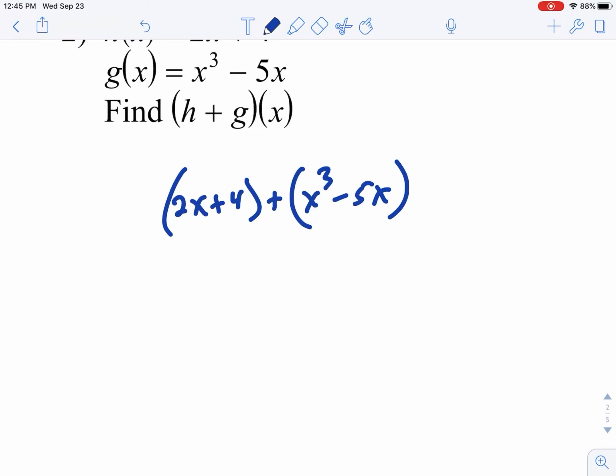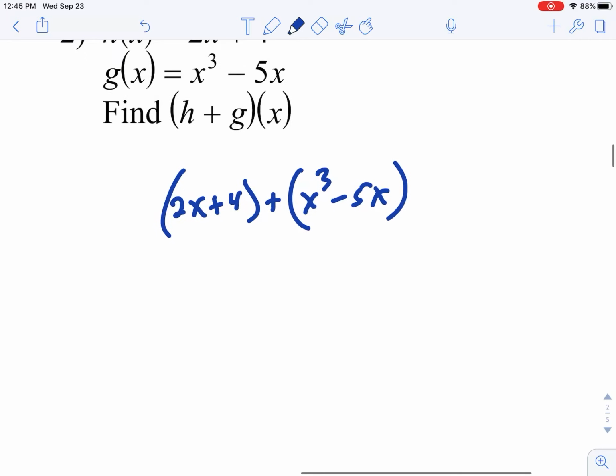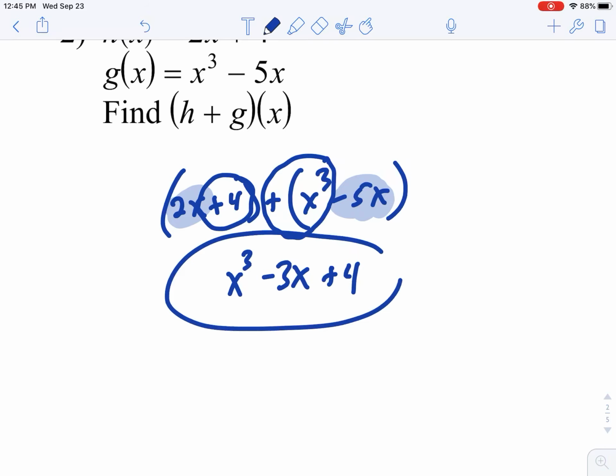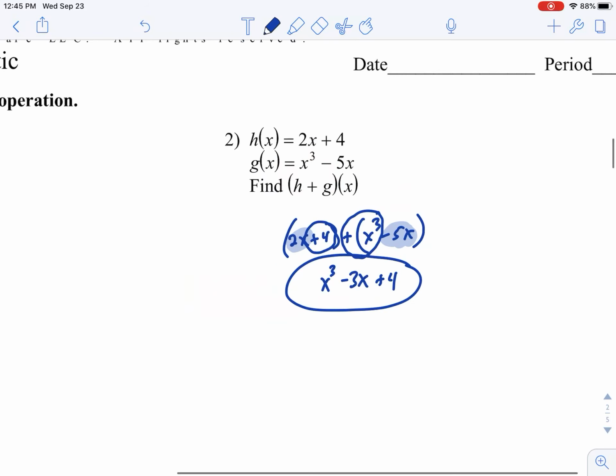So then when you do this, it goes back to, honestly, pre-algebra, before Algebra 1 even. You learned about like terms and how you combine them. So 2x plus negative 5x. If you combine those, 2 and negative 5, you get negative 3x. The positive x cubed has no like term. I'm going to put that first. And the plus 4 has no like term. I'm going to put that last. And that's it. That's all there is to it.